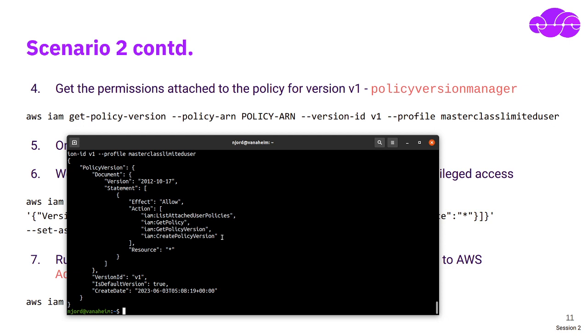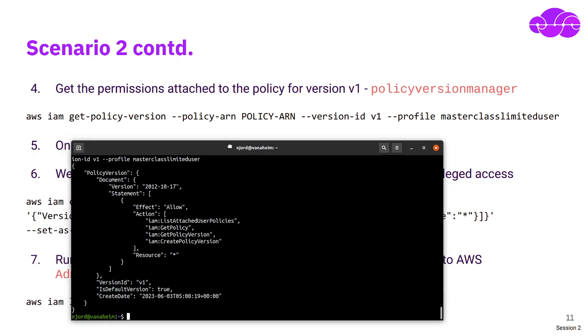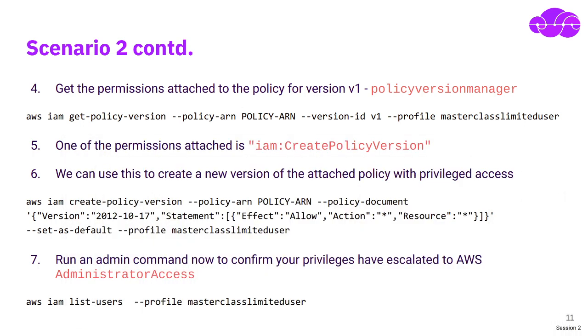Like I said, you can have multiple versions for a policy and one is active at a time. So you can create another policy version and change what permissions the policy has for that version that you'll create. That's what you're going to do here. One of the permissions attached is called iam:CreatePolicyVersion. If you see step 6, we can use this to create a new version of the attached policy with privileged access.